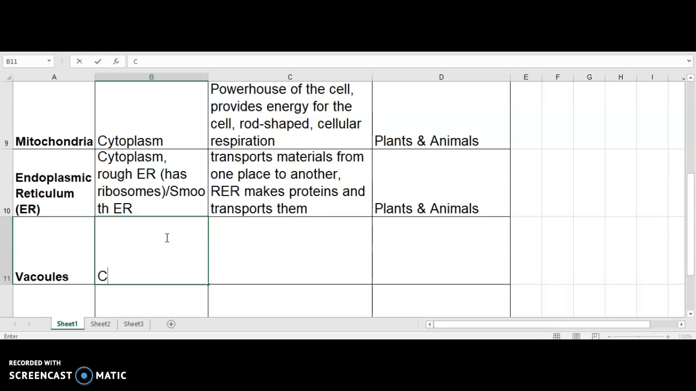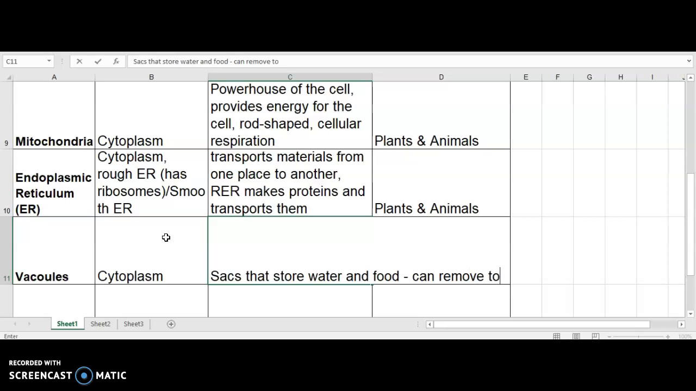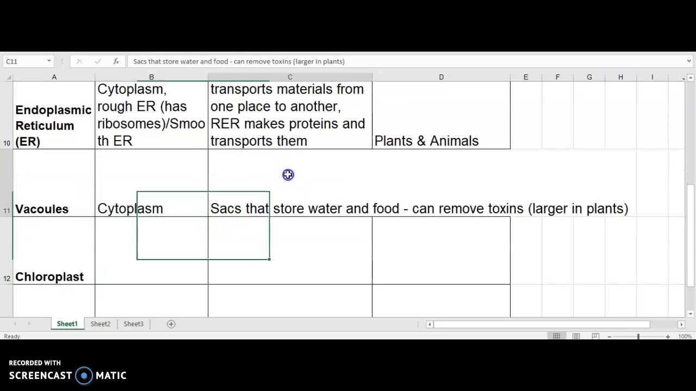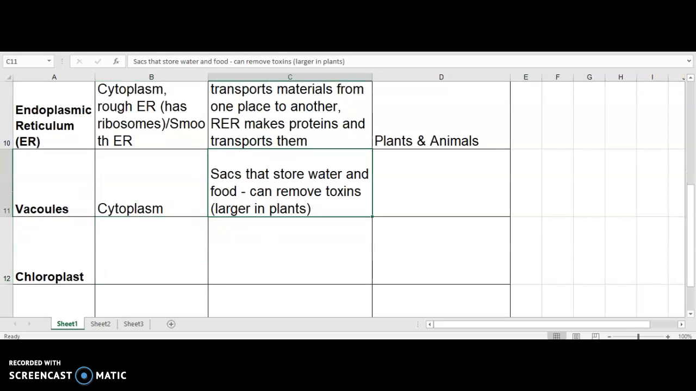Vacuoles, found in the cytoplasm. They are sacs that store water and food. They can remove toxins. And it's good to know that they are larger in plants. So in animals, you can find probably a few smaller vacuoles. In a plant, you would find one large vacuole. But they are found in both plants and animals.